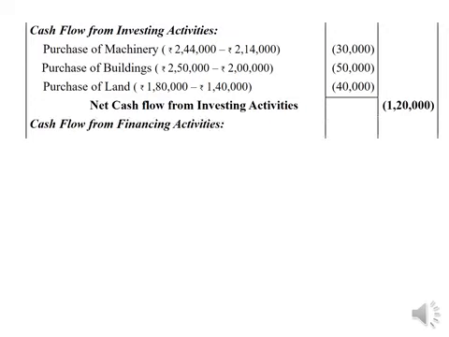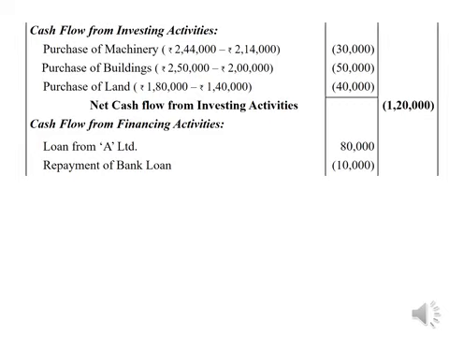Next, cash flow from financing activities. Consider all the financing activities here. Loan from A Limited, rupees 80,000. It results in inflow of cash into the business. When a loan is taken, cash will be coming in. So 80,000 plus figure.